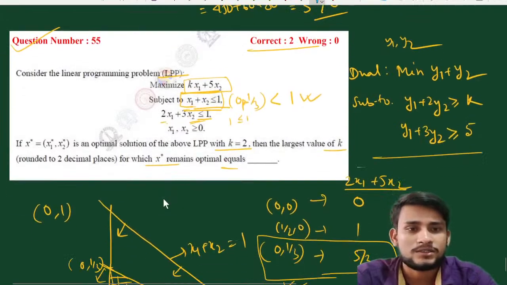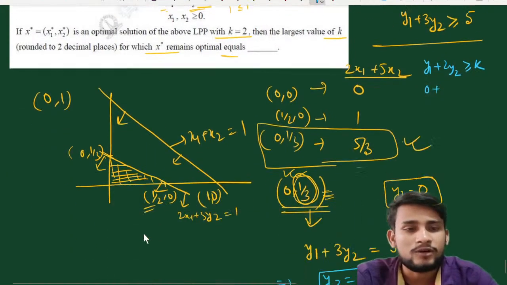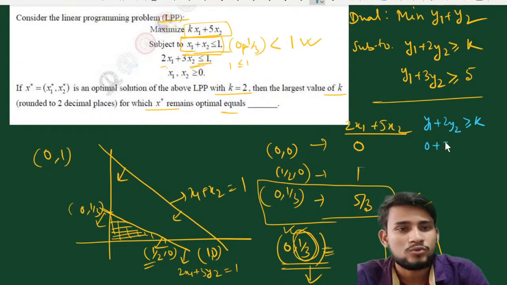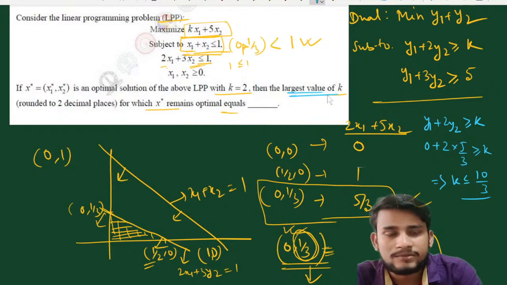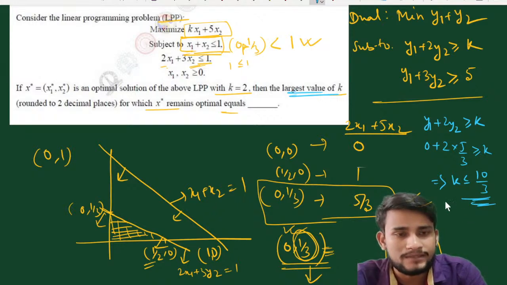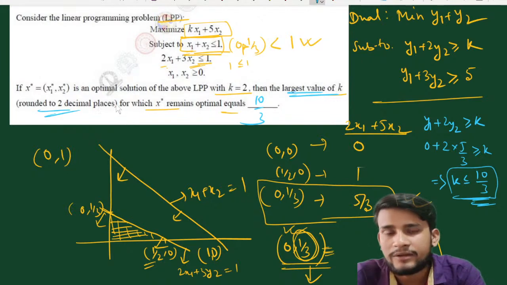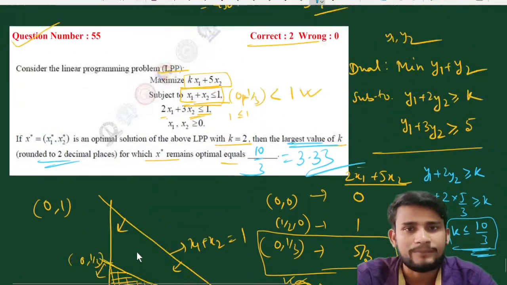Now from the first dual constraint, y1 plus 2y2 is greater than or equal to k. y1 is 0, so 0 plus 2 into 5 by 3 is greater than or equal to k. This implies k is less than or equal to 10 by 3. We have to find the largest value of k. So my largest value of k is 10 by 3. Rounded to 2 decimal places, that is equal to 3.33. Okay, so this is the correct answer for the problem, 3.33.